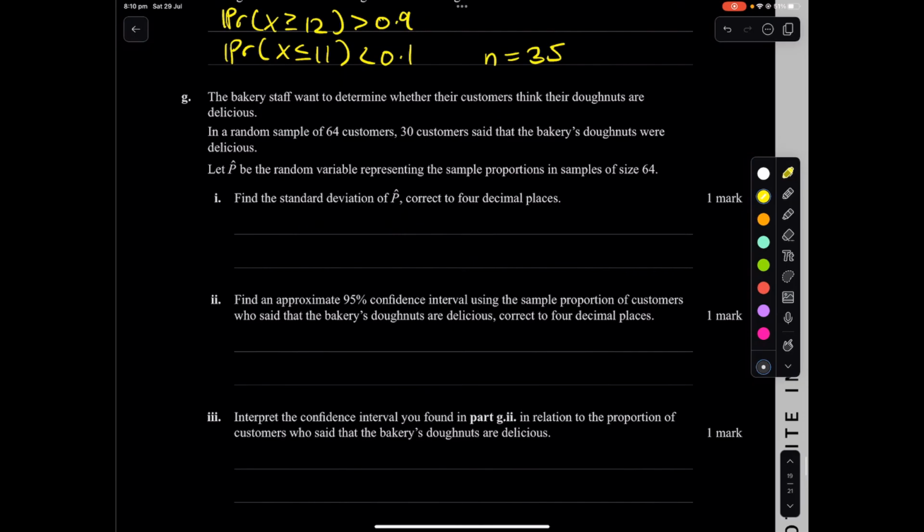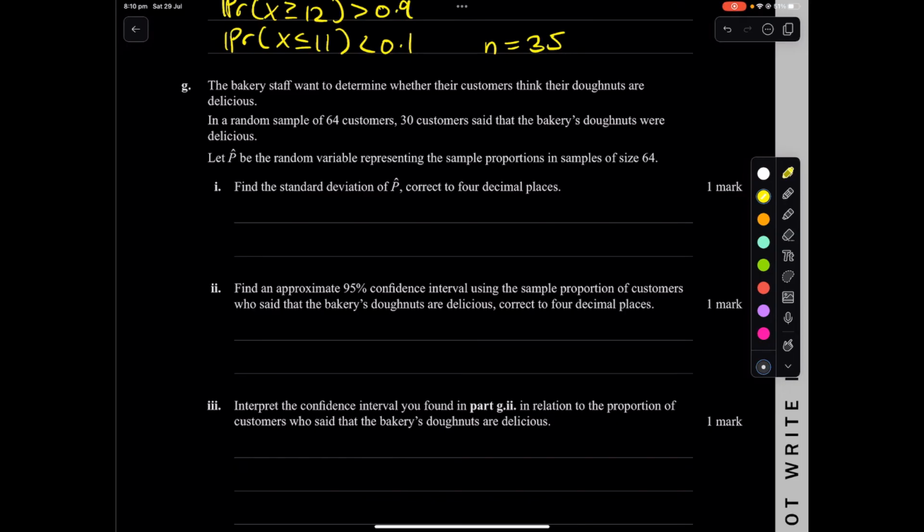The bakery staff want to determine whether the customers think of the donuts as delicious. In a random sample of 64 customers, 30 customers said the bakery donuts are delicious. Okay, so out of 64, 30 like them. If P hat is the random variable representing the sample proportion of 64, find the standard deviation. Okay, so what is the standard deviation of P hat?